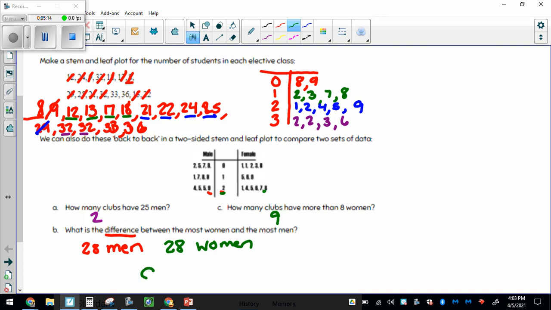So in this case, the difference is 0. Both clubs have the same maximum amount of women and men.